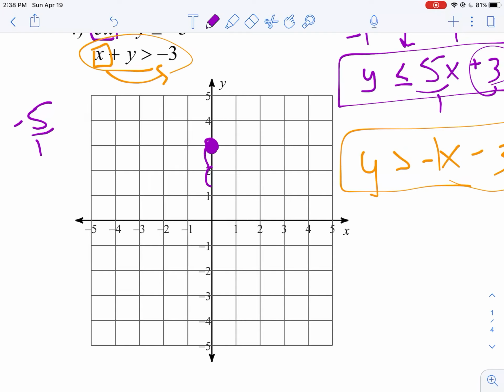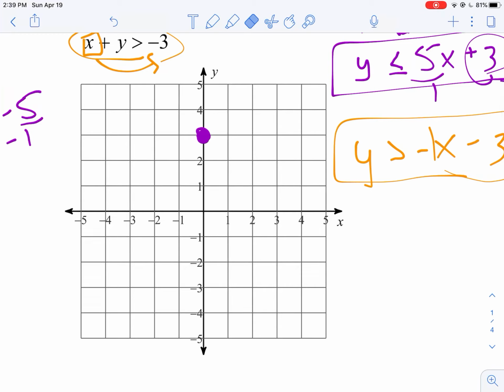Can I make just the 5 negative? Well, that changes the slope. I can't do that. What I can do is make them both negative. So watch what happens. If I make them both negative, let's see if my line is still positive sloping. All right. So I'm going to rise negative 5. 1, 2, 3, 4, 5. And I'm going to run negative 1.